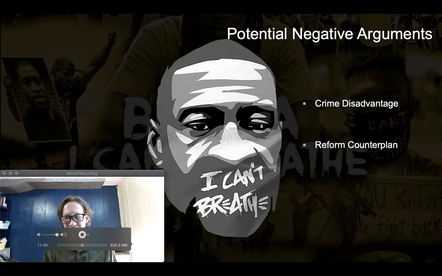So in other words, instead of cutting the funding and doing what the affirmative says, the negative can say, we will leave the funding in place, but do these reforms, and that will solve the problem that the affirmative outlines just as well, if not better, while avoiding the disadvantage of crime that comes from cutting the police force and the police funding.